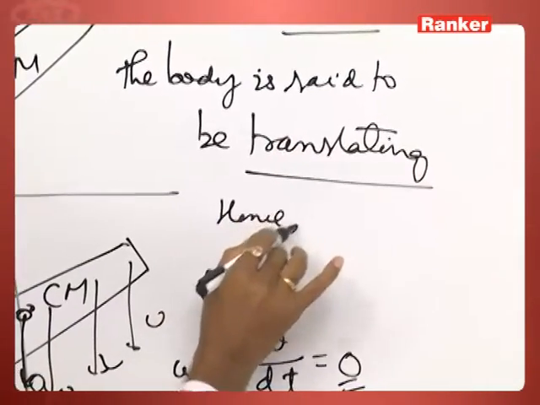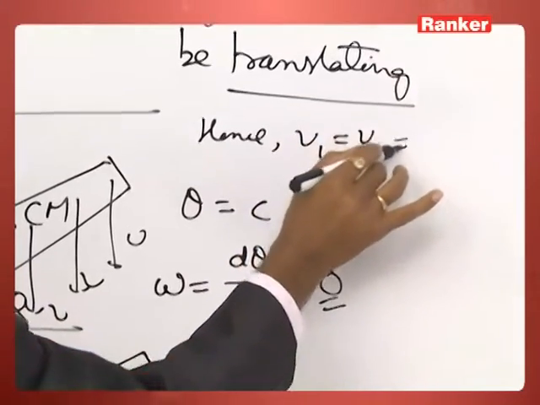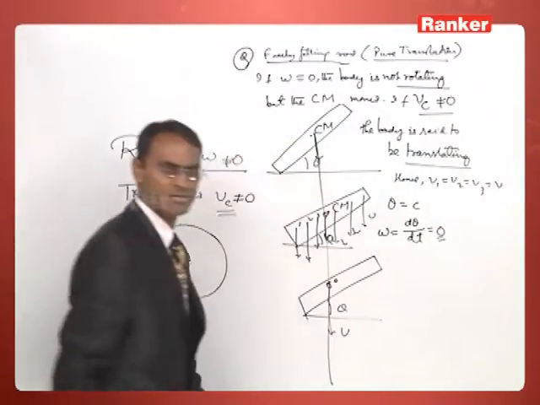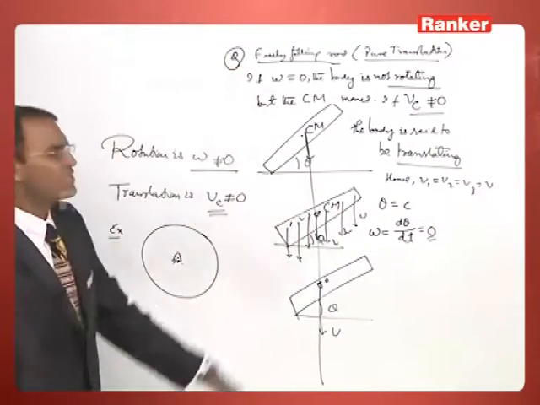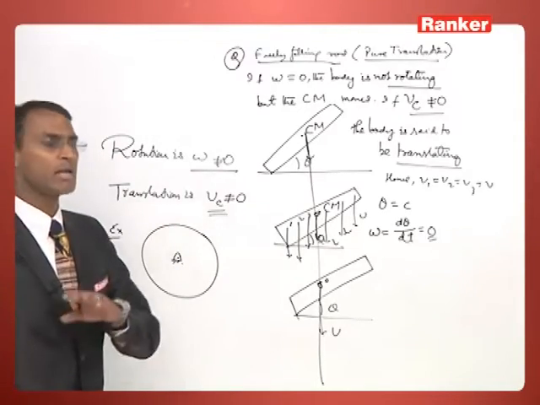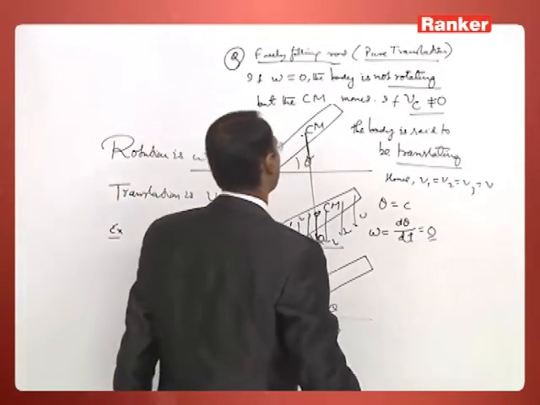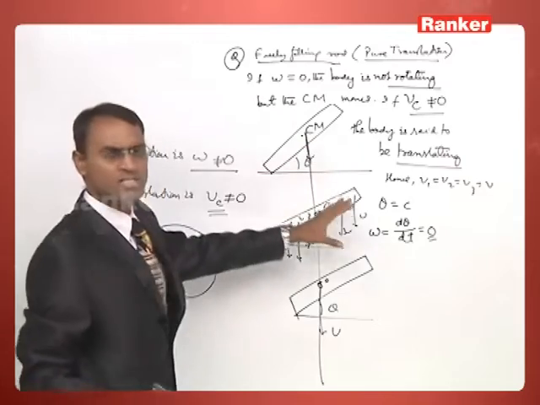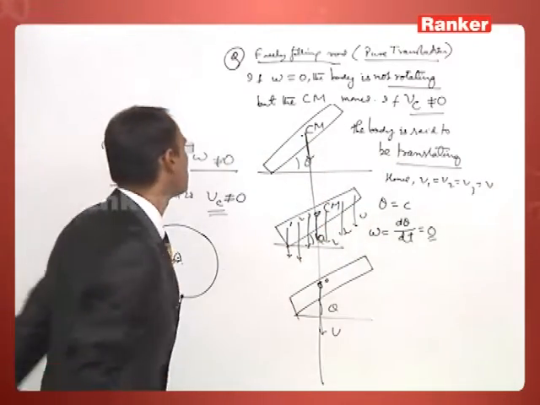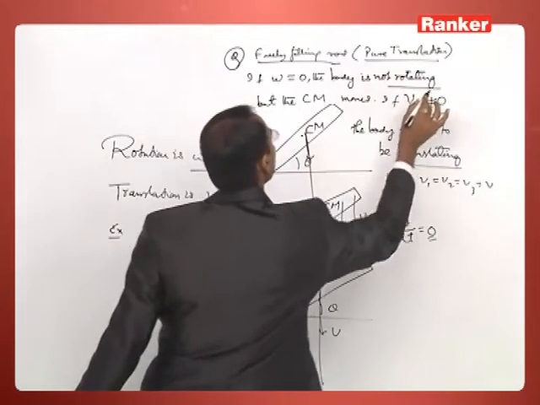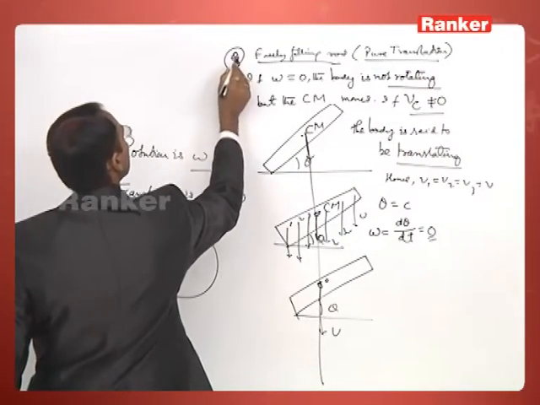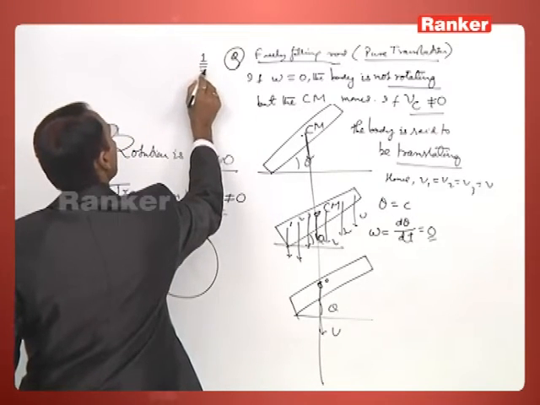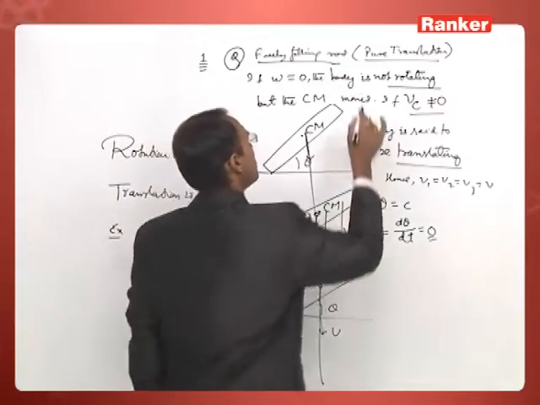Hence, V1 is equal to V2 is equal to V3 and so on. All these points move with the same velocity. Linear velocities of all the points of the body are equal at an instant. Then the body is said to be translating perfectly, and the angular velocity of the body will be exactly equal to 0. That is the clear-cut case of pure translation. So, through an example, this is the first type of motion of the rigid body called pure translation.